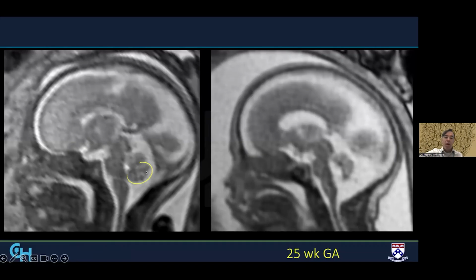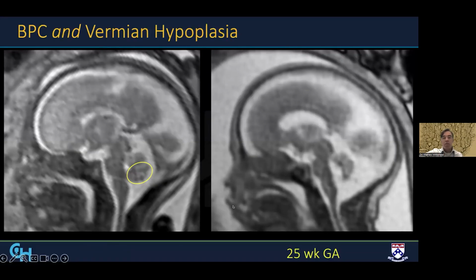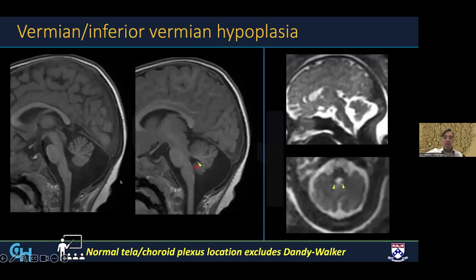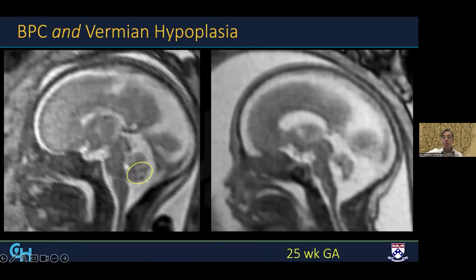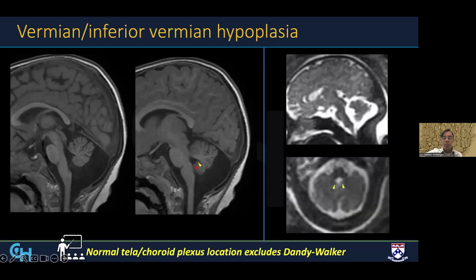Further, if you look at the posterior vermis, at this point the posterior vermis should be visually larger than the anterior vermis, and we're not seeing that same appearance here. So we had a patient with two things, a Blake's pouch cyst and vermian hypoplasia. Again, just to make the point that if you see the tela choroidea near its normal location going upwards and inwards, you can virtually rule out a Dandy-Walker phenotype.